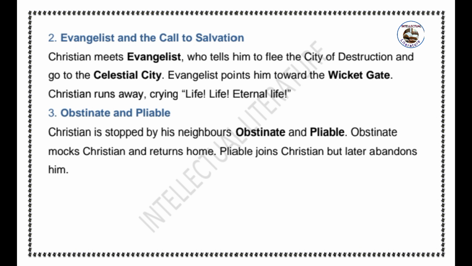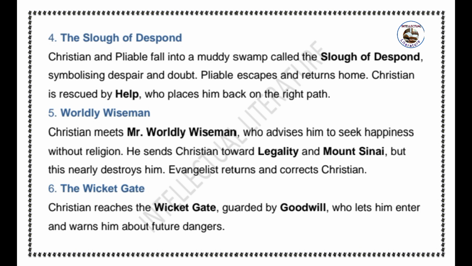Christian is stopped by his neighbors, Obstinate and Pliable. Obstinate mocks Christian and returns home. Pliable joins Christian but later abandons him. Christian and Pliable fall into a muddy swamp called the Slough of Despond, symbolizing despair and doubt. Pliable escapes and returns home. Christian is rescued by Help, who places him back on the right path.